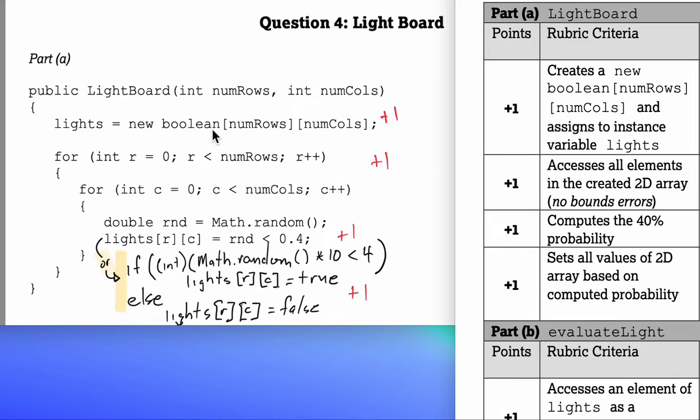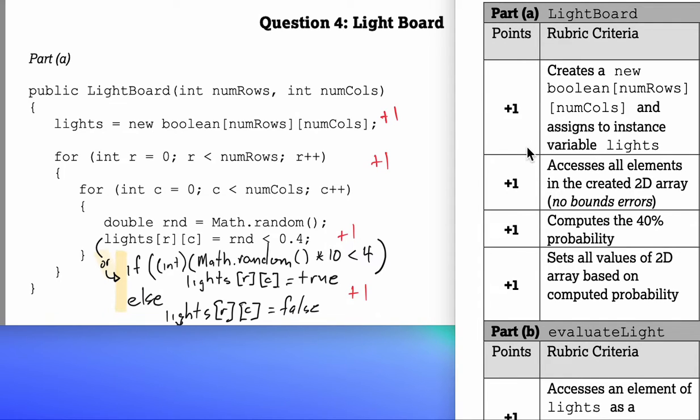So remember, the 2D array lights was declared, but nothing in the code said new. So it was never made. It was declared, but not instantiated or made. So make sure you write a new boolean, just like new int, with the number of rows and the number of columns based on the parameters in the constructor. So that is a free point, 1 of 4, if you just remember to do that.